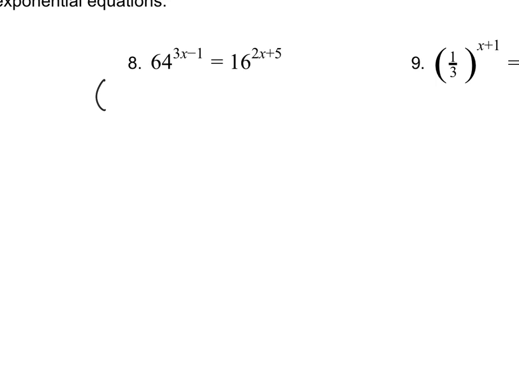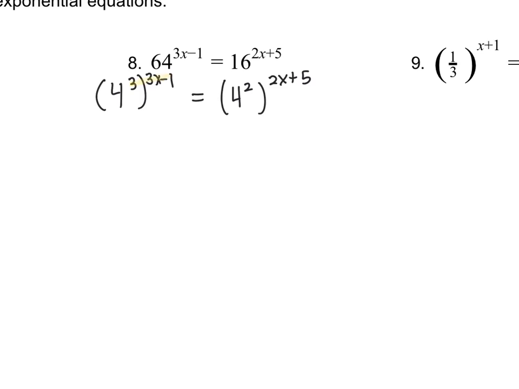So when I'm trying to figure out 4 to what power is 64, I don't want to do 64 divided by 4. I want to plug in values into the exponent of 4 until I get the right answer. So 4 to the first power is 4. 4 squared is 16, but when I do 4 cubed, that's when I get 64. So we're going to have 4 cubed in parentheses, and then we still have our 3x minus 1 in our exponent. Then equals, and I already talked about the fact that 4 squared is 16, and we have 2x plus 5 still. Now that the bases are the same, we can set their exponents equal.